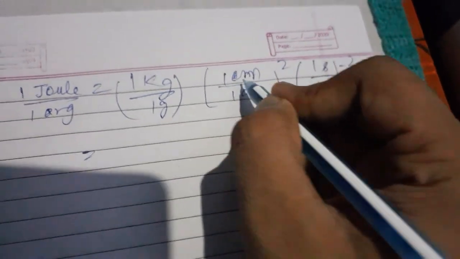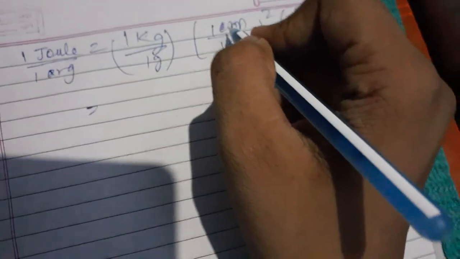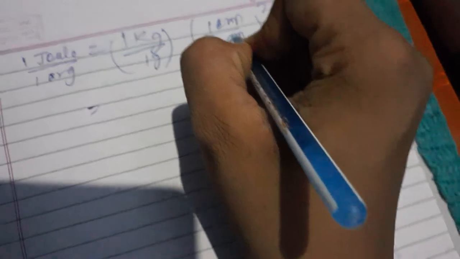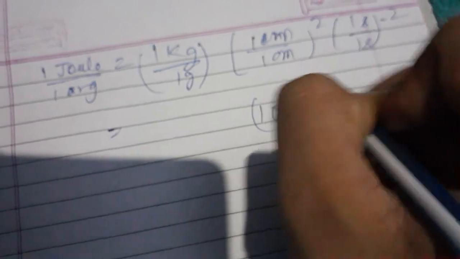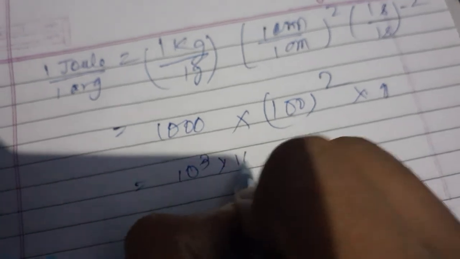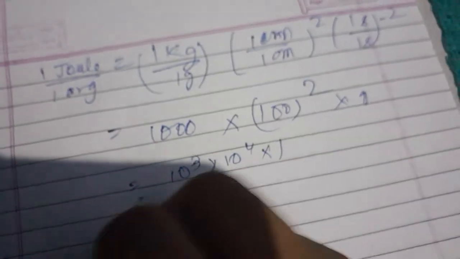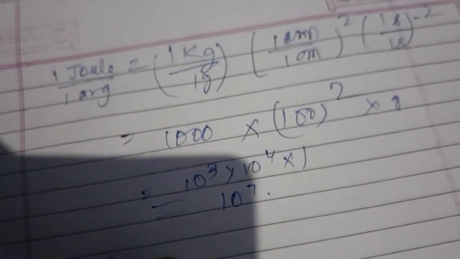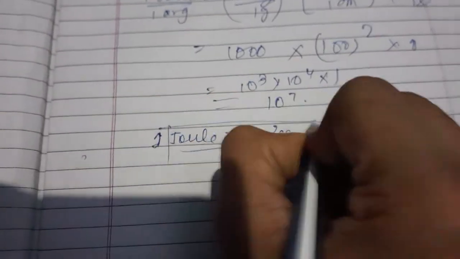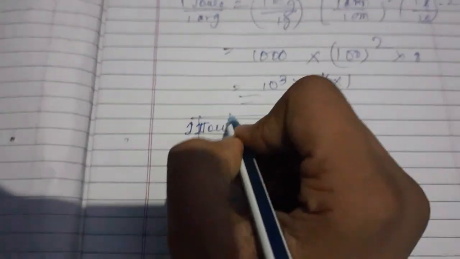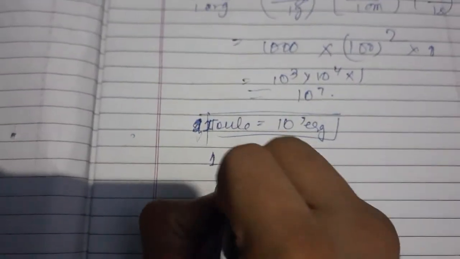Here we will change the denominator and numerator to the same unit, that is CGS. We have to convert it into CGS, that is the meter will be converted into centimeter by multiplying by 100. So 100 squared, and 1 kg is converted to gram by 1000, that is 10^3, into 10^4 into 1, that is 10^7. So 1 joule equals 10^7 erg. 1 joule equals 10^7 erg.